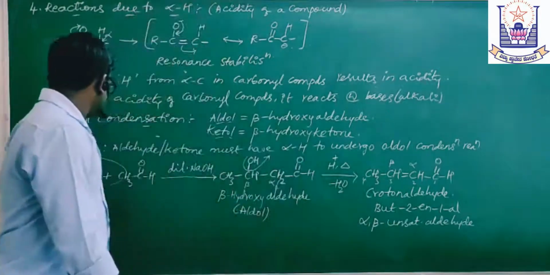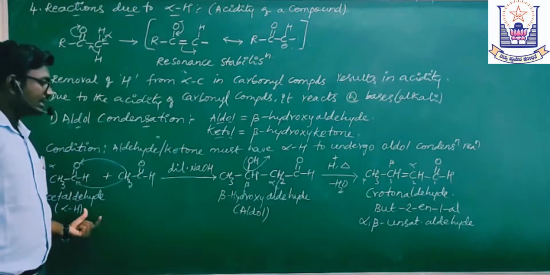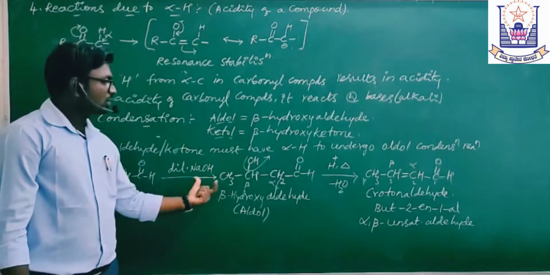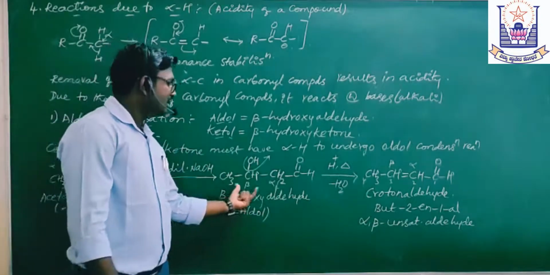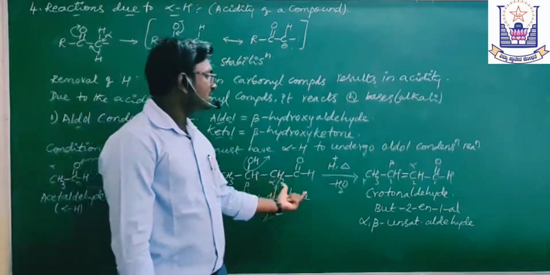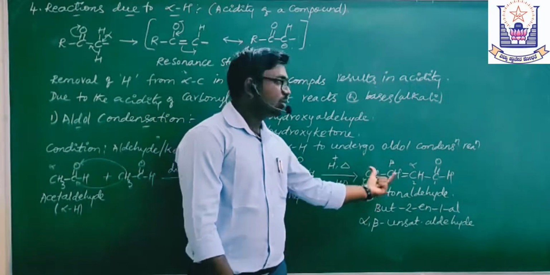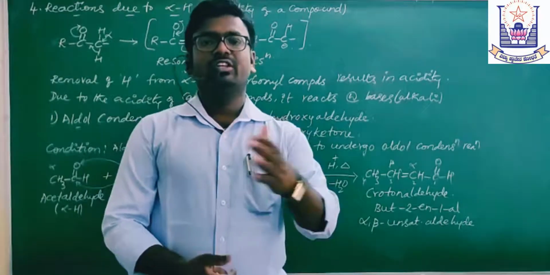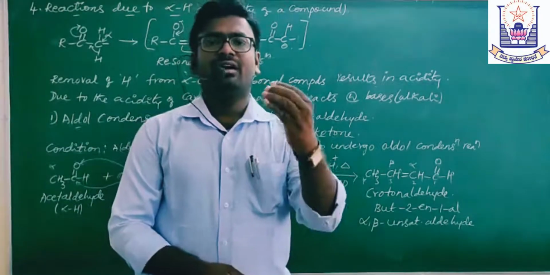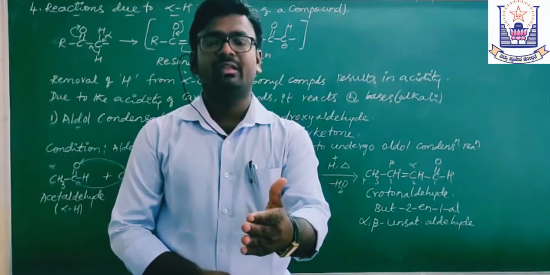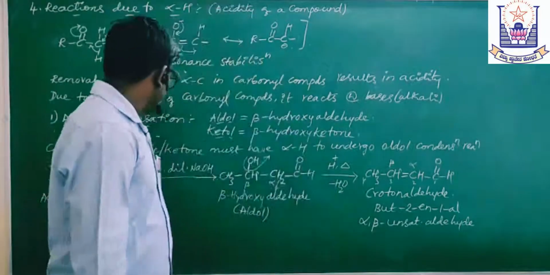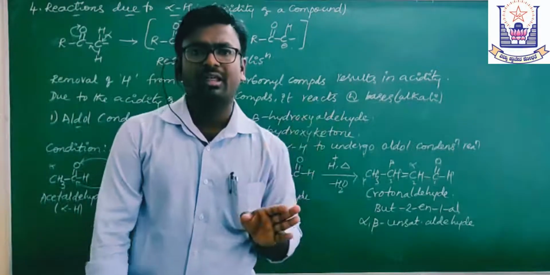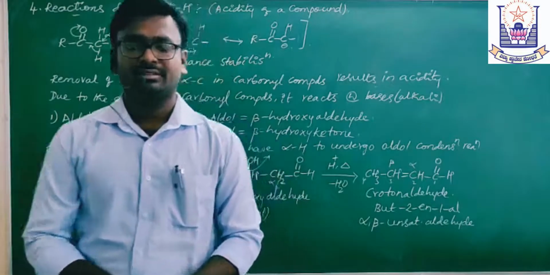Acetaldehyde, because it has alpha hydrogen, is acidic in nature, that is why it reacts with a base to give an aldol. Aldol is a beta hydroxyaldehyde, and when it is treated with an acid or heated, it undergoes condensation to give an alpha beta unsaturated aldehyde. Now the question is, what type of aldehydes undergo aldol condensation? The aldehydes with alpha hydrogen can undergo this reaction. If there is no alpha hydrogen, it cannot undergo aldol condensation.